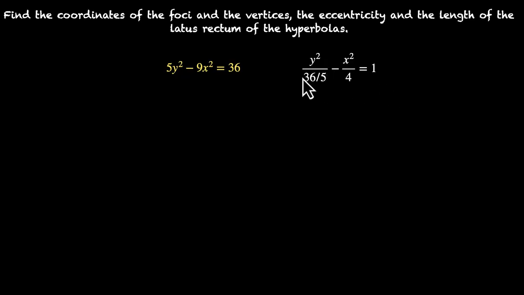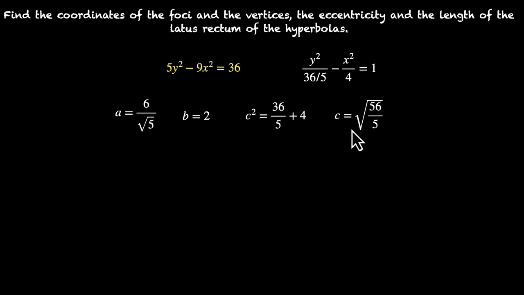Now this is y square by a square minus x square by b square equals 1. Now on comparing, we get that a is equal to the root of 36 by 5. That's 6 by root 5. b is the root of 4. That's going to be equal to 2. And we can figure out c. c square is a square plus b square. That's equal to 36 by 5 plus 4. So c square is equal to 36 plus 20, that's 56 by 5. So c is root of 56 by 5.